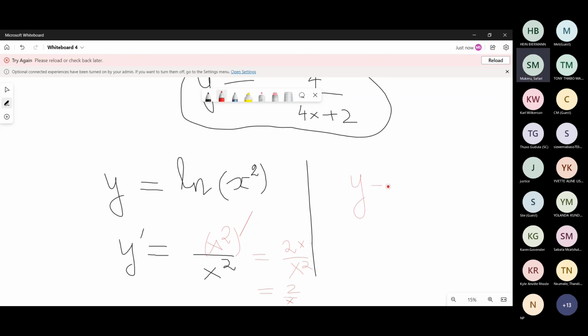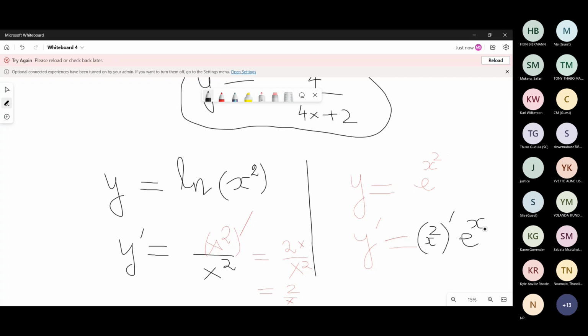Another question to finish, please. Who can find the derivative of e power x squared? Please find the answer before you go. Justice. I think it is x squared. Very good. The derivative of x squared, remember the formula, times e power x squared.